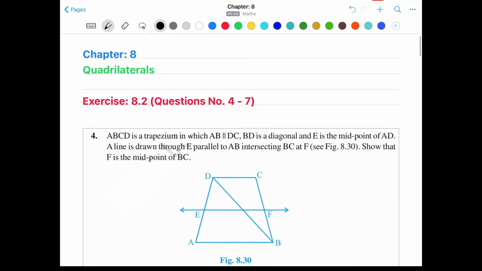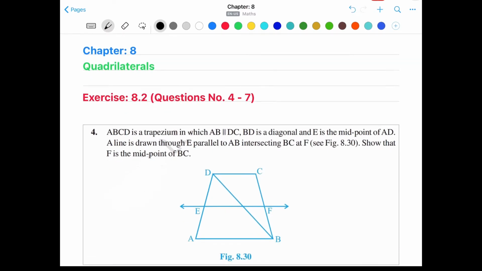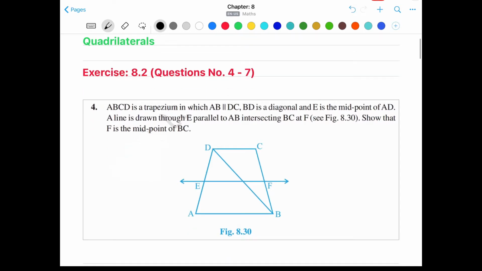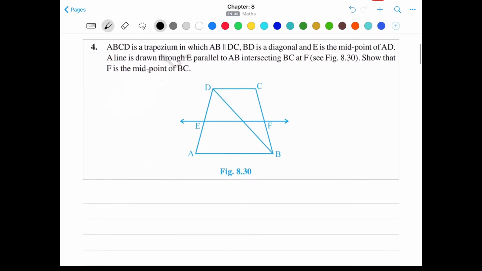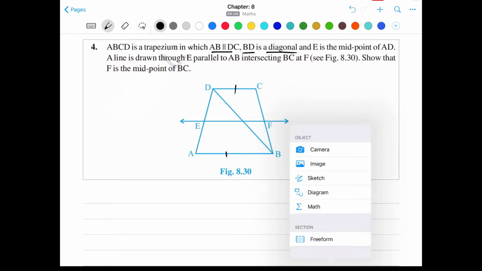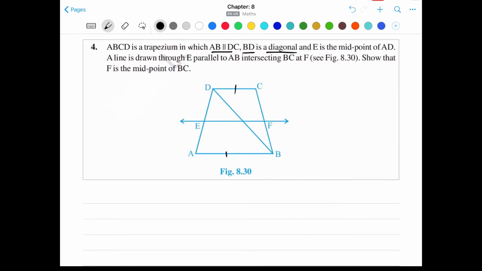So today we are going to start chapter 8, Quadrilaterals. Since we have already done the first three questions of this exercise in the previous session, today we are going to start with question number 4. ABCD is a trapezium in which AB is parallel to DC and BD is a diagonal, and E is the midpoint of AD.